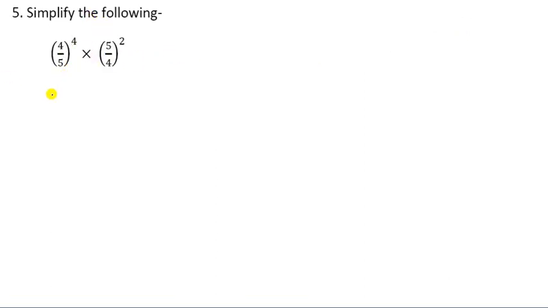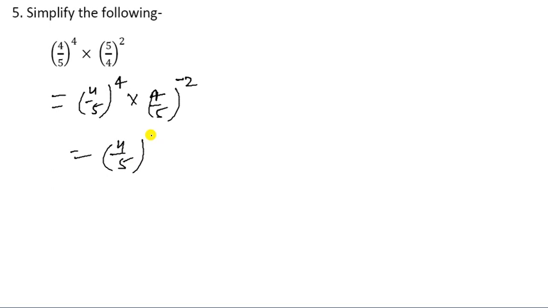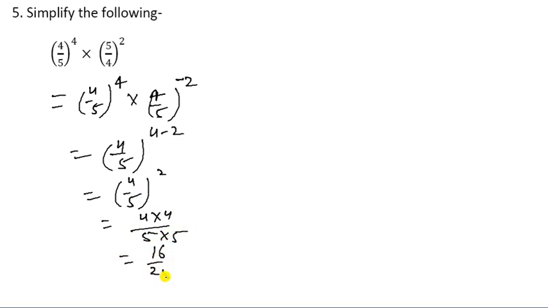Now simplify the following numbers. So you can calculate this. It is 4 upon 5 and whole power is 4, and change the denominator and numerator with each other. So we can say 4 upon 5 and whole power is 2 with minus sign. So both ways are the same. So you can write 4 upon 5 and whole power is 4 minus 2. So it becomes 4 upon 5 and whole power is 2. So you can write 4 into 4 and down 5 into 5. So we get 16 upon 25 as your answer.